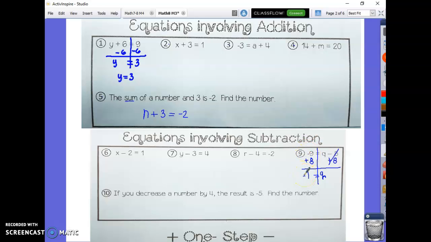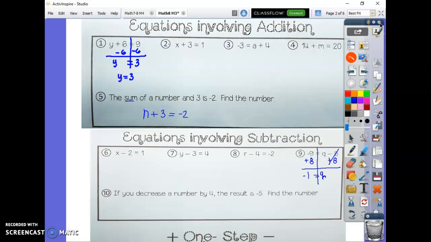Okay, if you decrease a number by 4, the result is negative 5. Find the number. I'll let you guys do this. So you're decreasing a number by 4. So you have a number that you're decreasing by 4, which will give you a negative 5. What will that give you? Set it up and solve for the variable on your own.